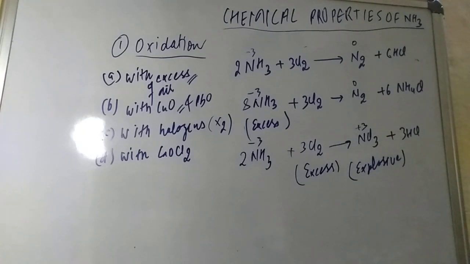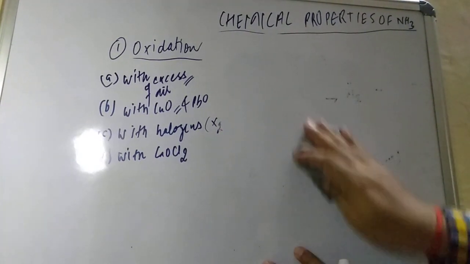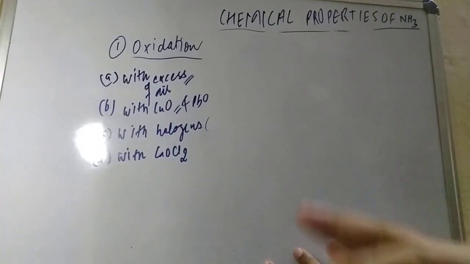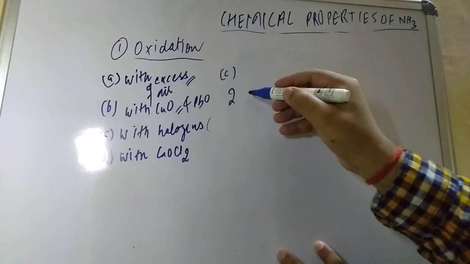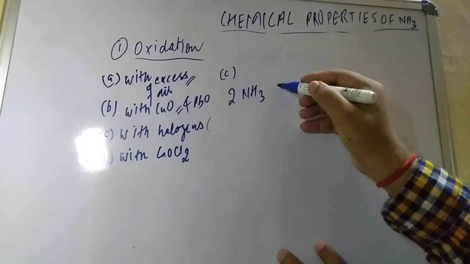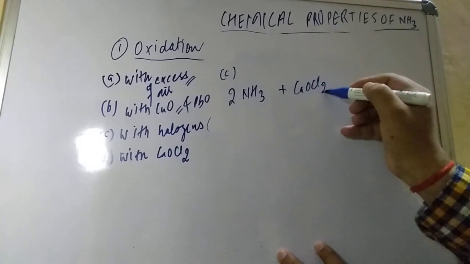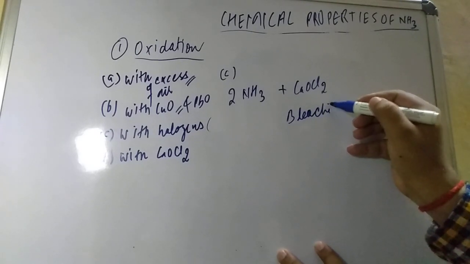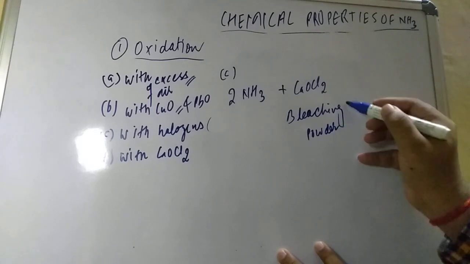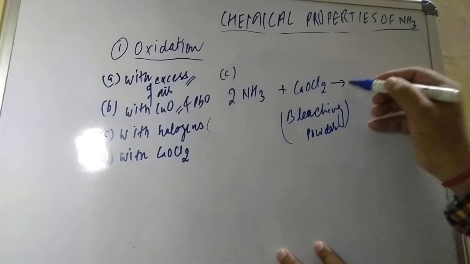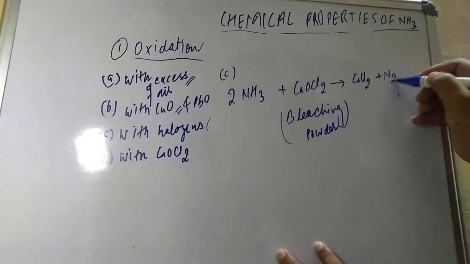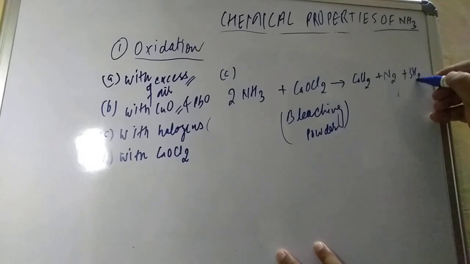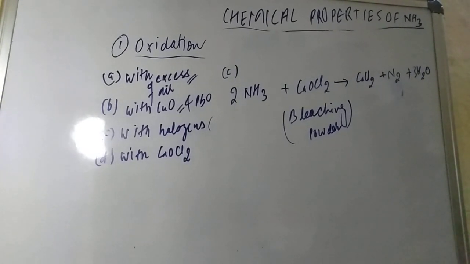Now the last oxidation reaction: let us see how we can treat ammonia with bleaching powder to oxidize it into dinitrogen. So we take 2 moles of ammonia, and treat it with CaOCl2, which is nothing but bleaching powder. It will give calcium chloride CaCl2, plus dinitrogen, and along with this it will give water. So this is the example of the oxidation of ammonia.